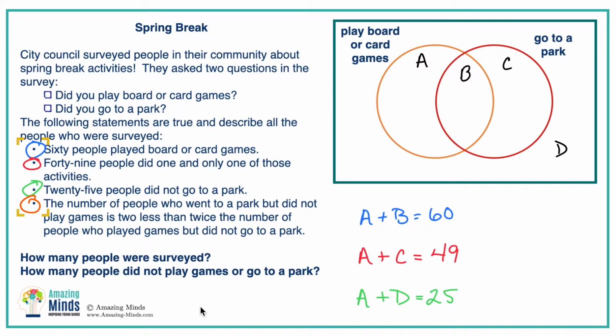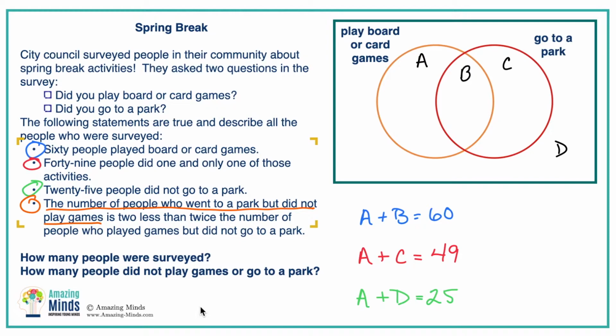Last but not least, the number of people who went to a park but did not play games is 2 less than twice the number of people who played games but did not go to a park. This is a little more challenging, so I'll share with you some strategies that I use to help students write this equation. First, we underline the different sections. So the number of people who went to a park but did not play games. So let's think about that.